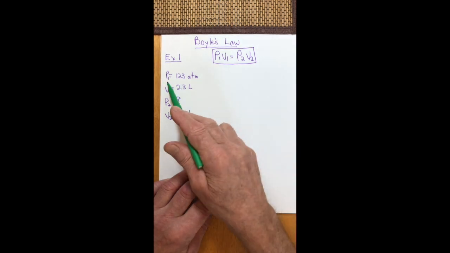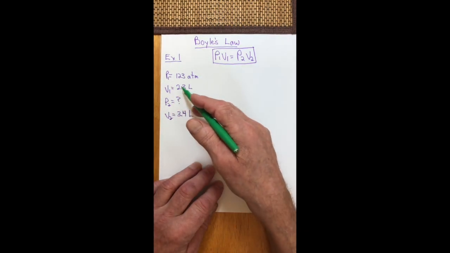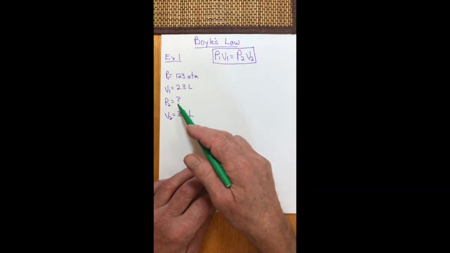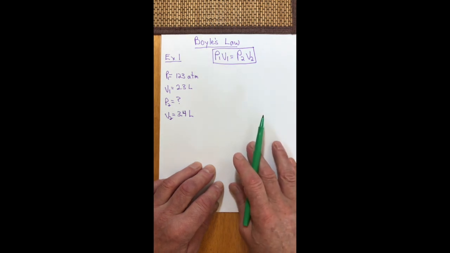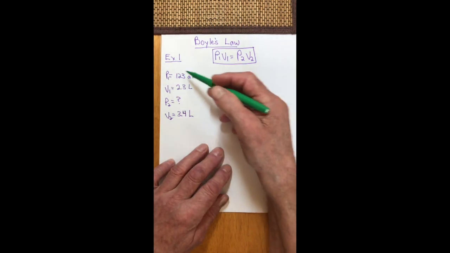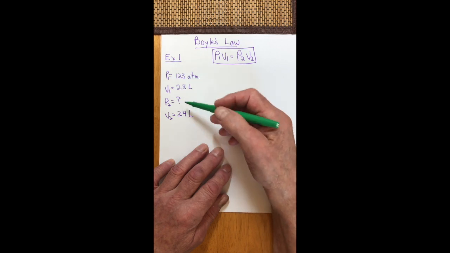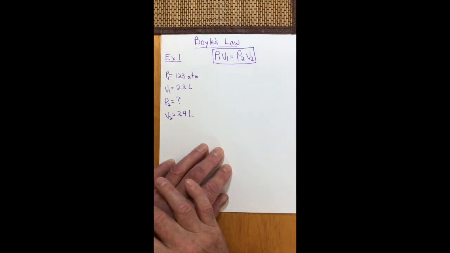So here's what I have. My first pressure is 123 atmospheres, and my volume is 2.3 liters. I don't know what my second pressure is, but my second volume I know, 3.4 liters. So this times this has to equal this pressure times this volume right here. So I have to solve for the pressure.